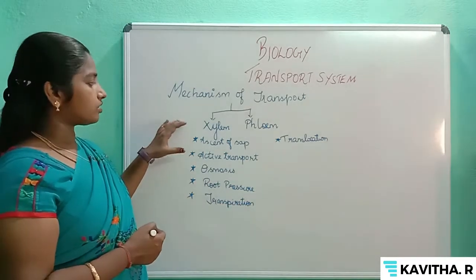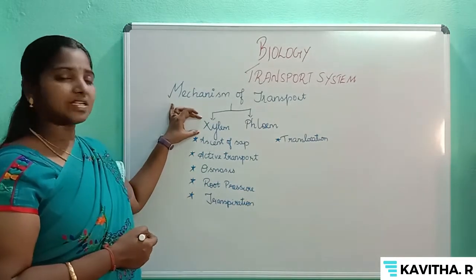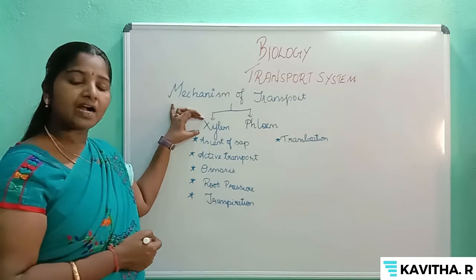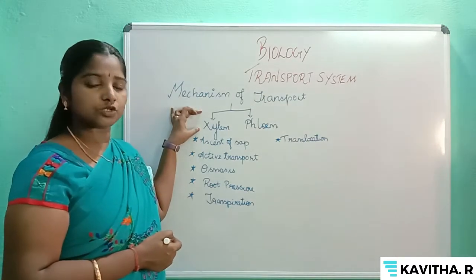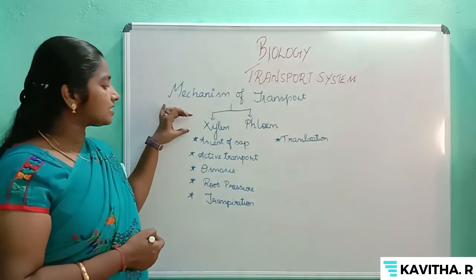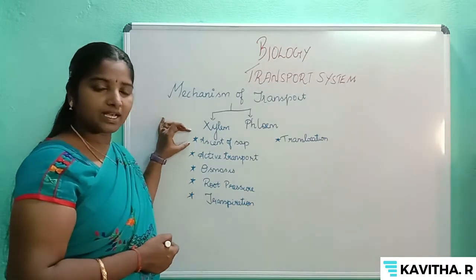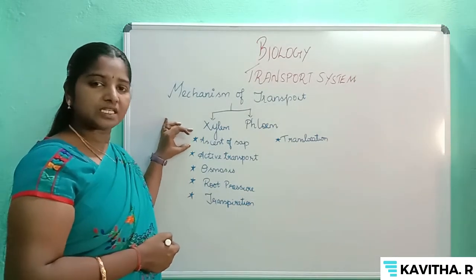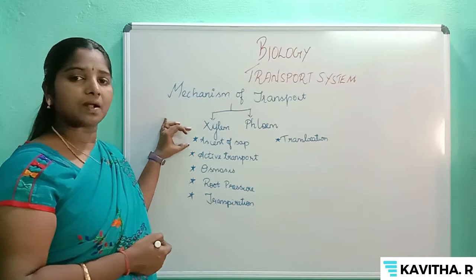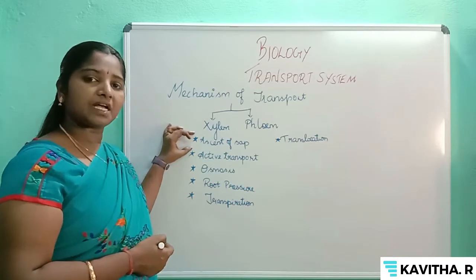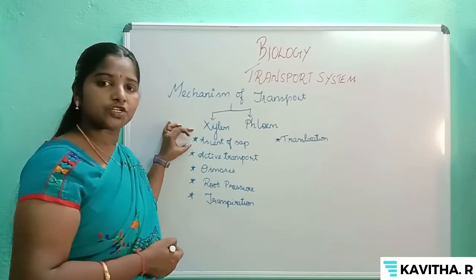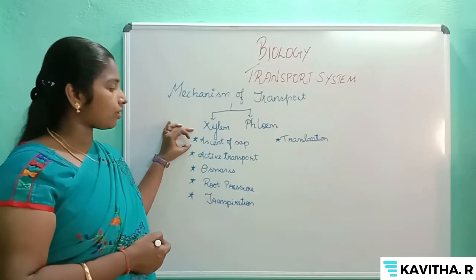I hope you understood. The xylem vessel present in the root part carries the water and minerals to the aerial parts of the plant. This is done by the first mechanism, called ascent of sap. Ascent of sap is the movement of water molecules from the root part to the aerial parts of the plant against the gravitational pull.